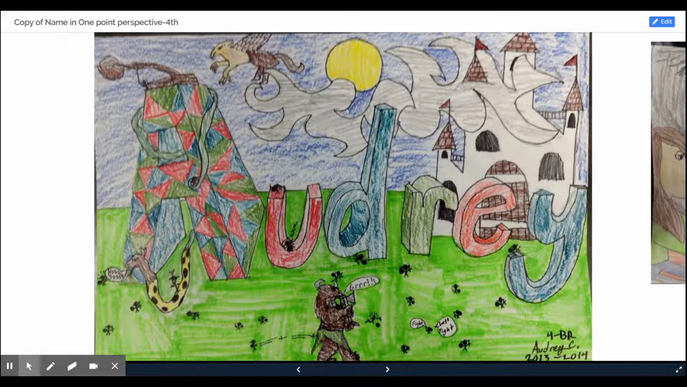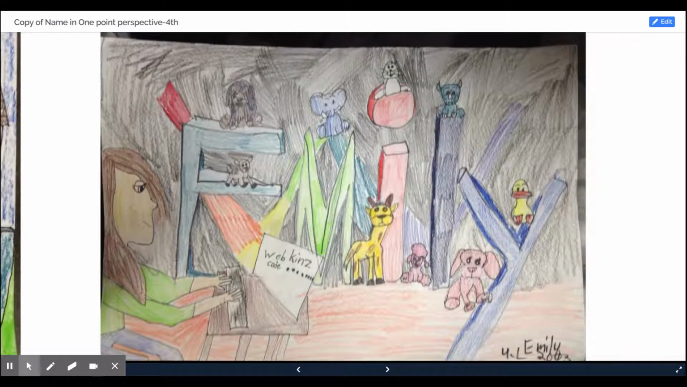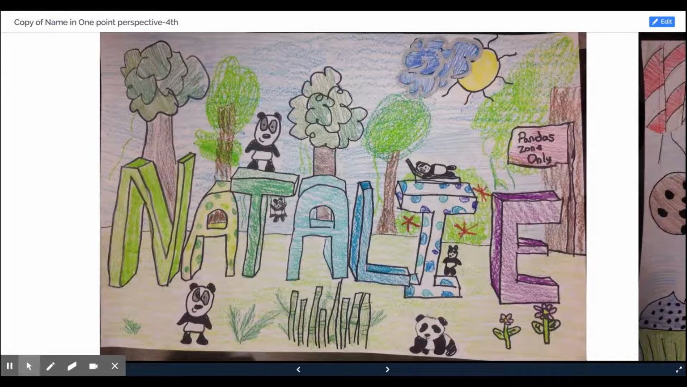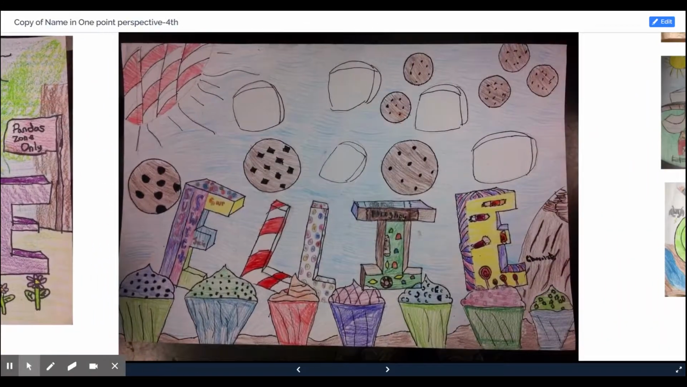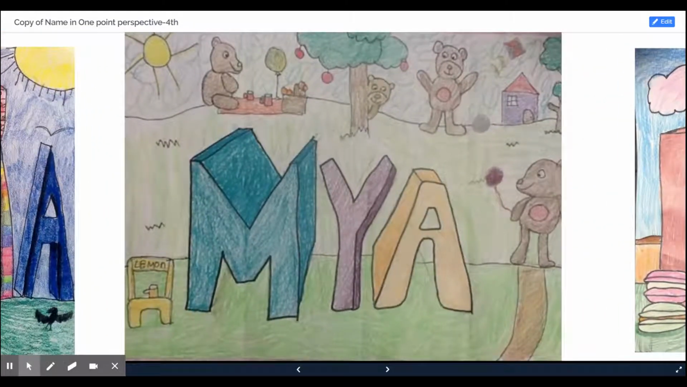Here we have some mythological creatures. And some Webkinz toys. Pandas. Even some more sweets. I really liked how Maya did her background. Try to have your letters be part of your image. For instance, maybe Emma could have had honey dripping from her letters, or maybe a balloon tied to it, or a bear sitting inside the letter.